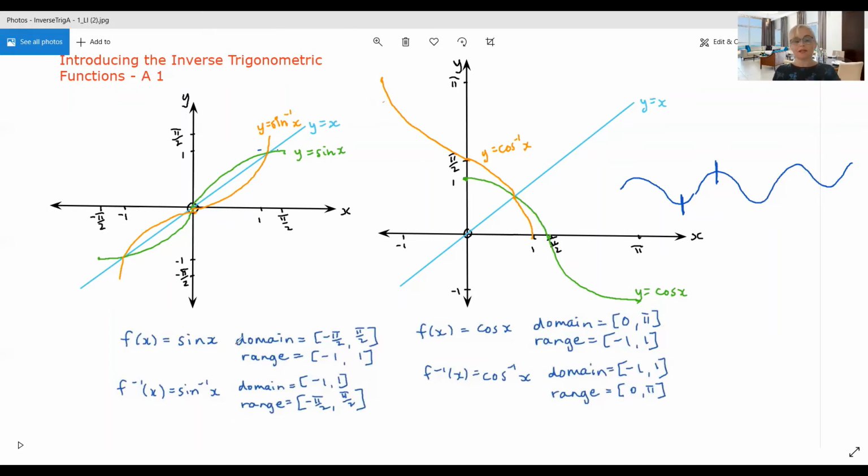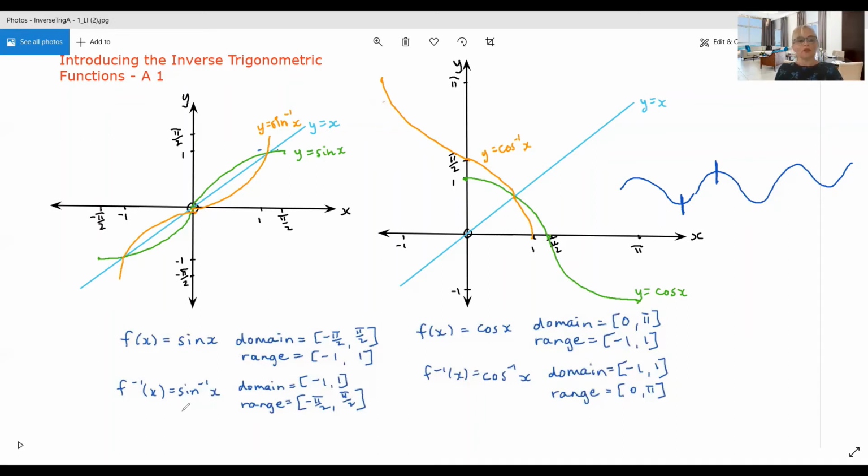Just bear in mind as well that when we restrict our domain of y equals sine of x, we restrict it to x between negative pi on 2 and pi on 2. So the range of that function, of course, is between negative 1 and 1, as it always is anyway. Remember that when you have an inverse function, the domain of your original will become the range of your inverse function, and the range of your original will become the domain of your inverse. That is what has happened here.